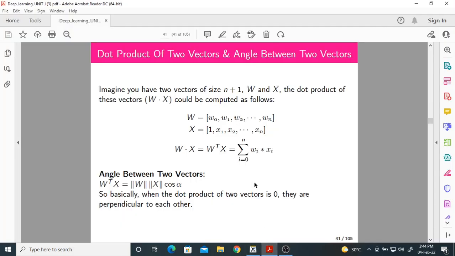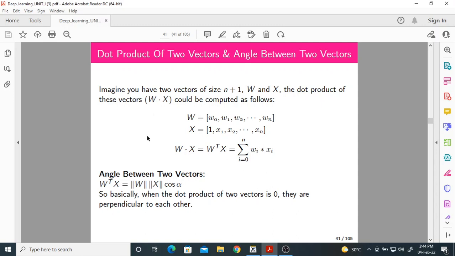So let us start today's class. In the last class, we have seen what a perceptron is and what the main difference is between the MP neuron and the perceptron. The main difference is that in a perceptron we have weights associated with each input.